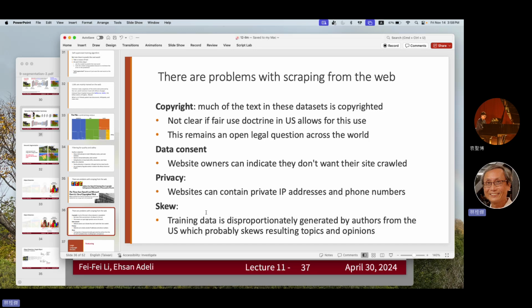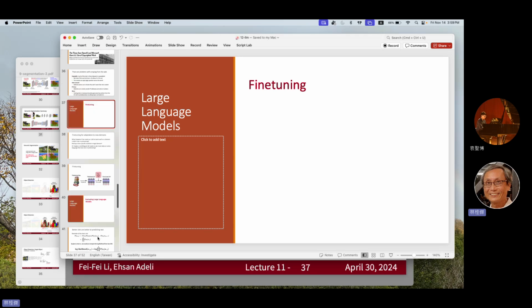And also sometimes the information may have skew, meaning that the training data is disproportionately generated by authors from different places. For example, we know that the United States has a large number of websites and information, but it doesn't mean that the point of view from the United States is always correct. So how do we have enough coverage of all the information sources, so that the model itself is not skewed, not too much bias?